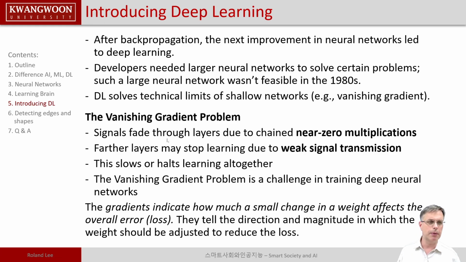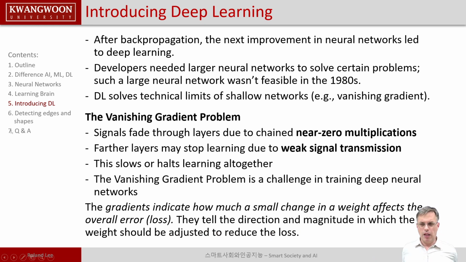The vanishing gradient problem is like signals fading through layers due to chain near-zero multiplications. Further layers may stop learning due to weak signal transmission, and this slows or halts learning altogether. The vanishing gradient problem is a challenge in training deep neural networks. The gradients indicate how much a small change in a weight affects the overall error or the overall loss. They tell the direction and magnitude in which the weight should be adjusted to reduce the loss.